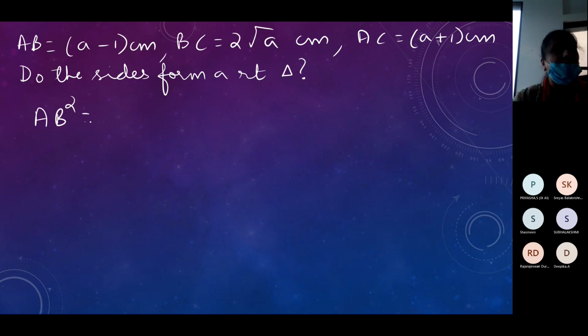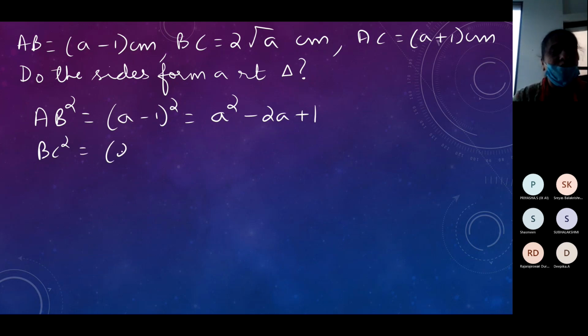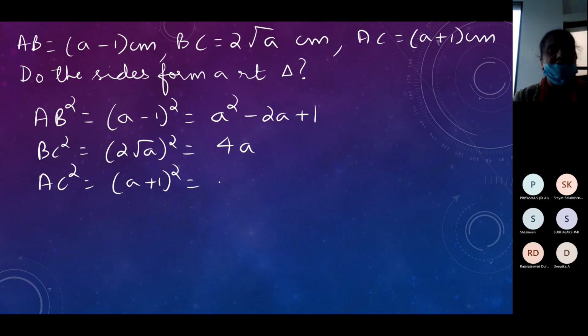AB is given. Find AB square. What is AB square? A minus 1 the whole square, so that's A square minus 2A plus 1. Find BC square, which is 2 root A the whole square, which is 4A. You don't have to write anything otherwise. And then find AC square. That is A plus 1 the whole square, which is A square plus 2A plus 1. Now what plus something should give you something? Is it possible? Check.